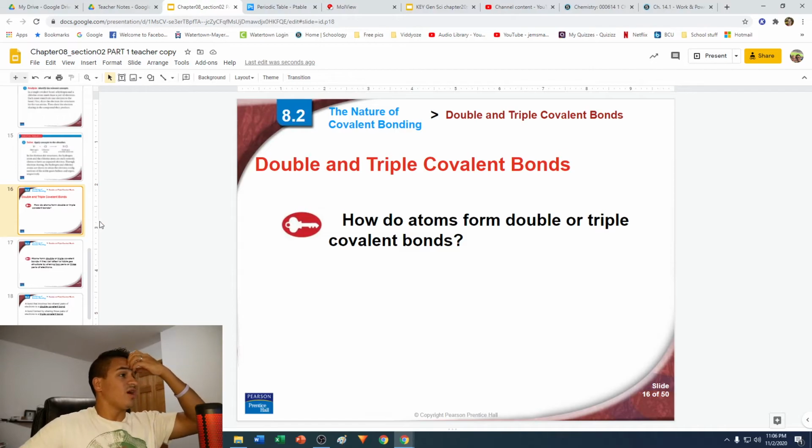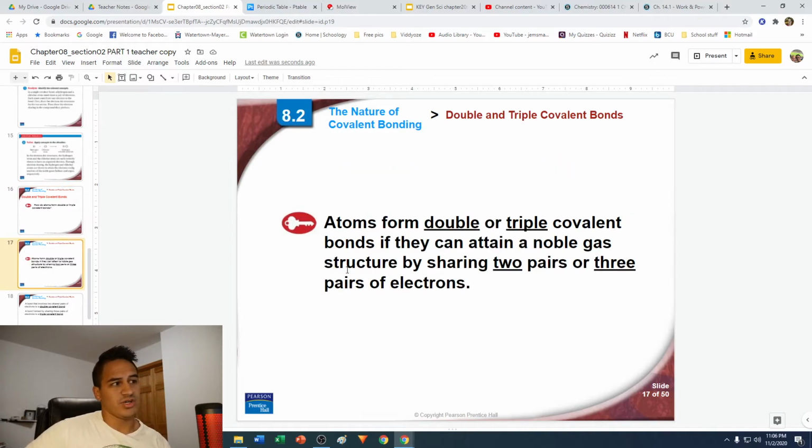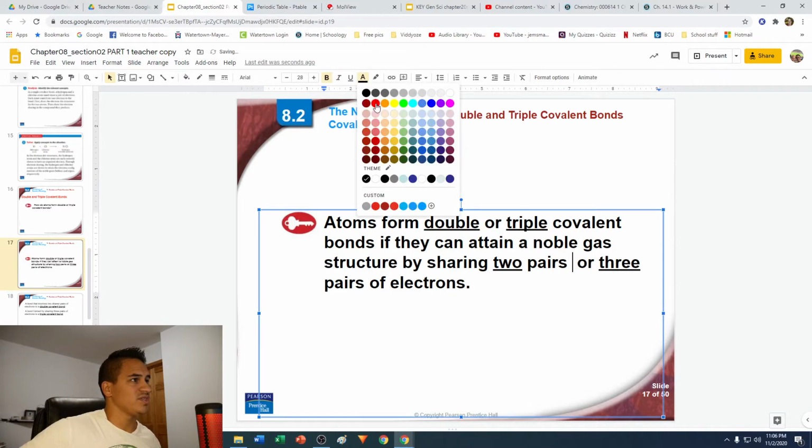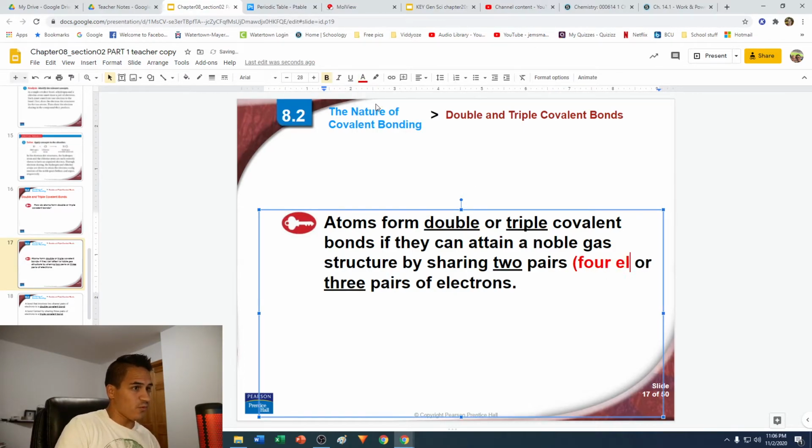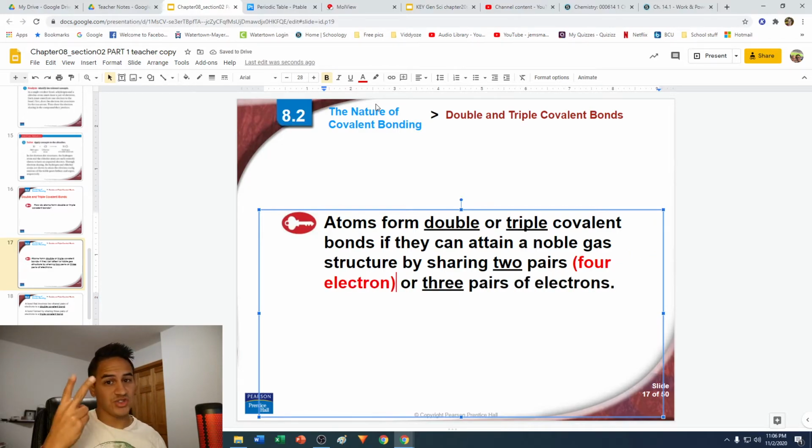Okay, so other than single bonds, we also can form double and triple bonds. So basically a double or a triple covalent bond is where you're sharing either 2 pairs of electrons, which, if we think about this, is going to be a total of 4 electrons, because remember 1 pair is 2 electrons. So 2 pairs, 2 and 2, that's 4. Or 3 pairs of electrons, which is going to be a total of 6 electrons that are being shared.